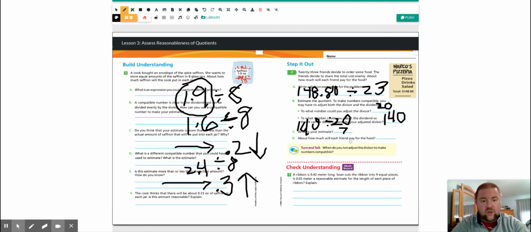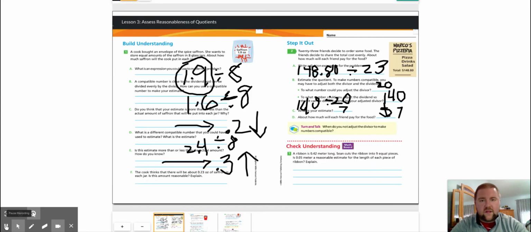So about how much will each friend pay for the food? Each friend would pay about $7 for the food. Okay, so that's one of those more challenging estimating problems where, when you have those double-digit divisors, you round the divisor, and then you round the dividend to be something that can be divided by our divisor easily. All right, so now let's get into the check for understanding.